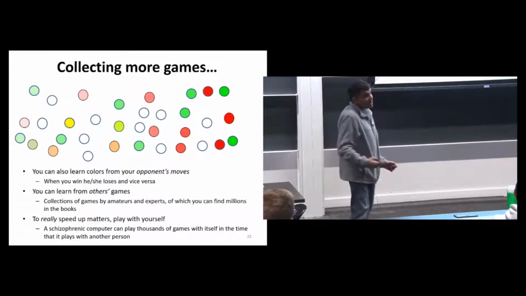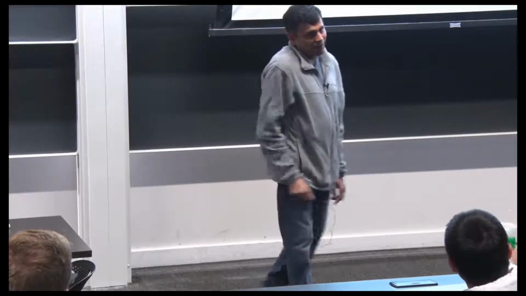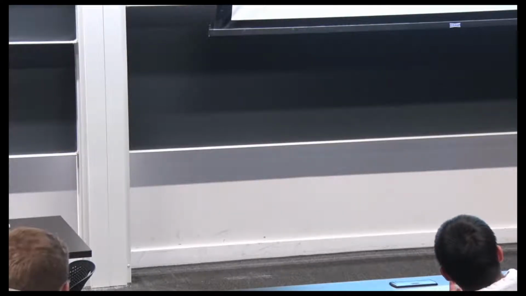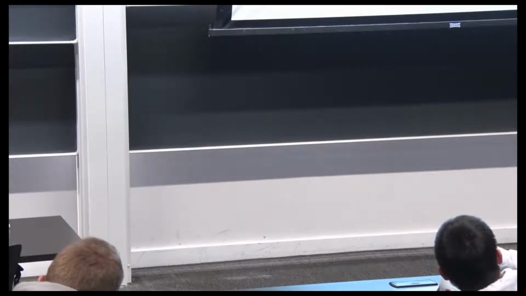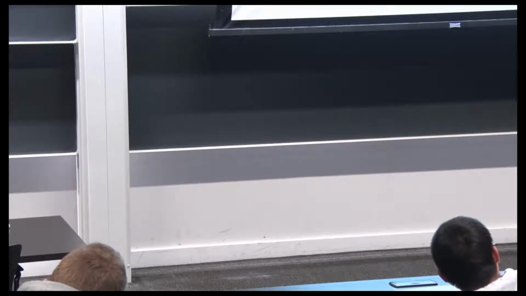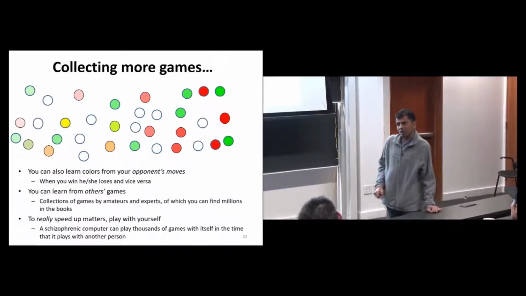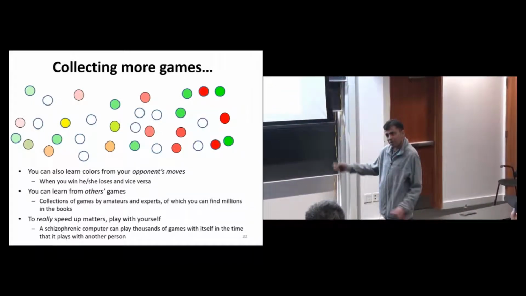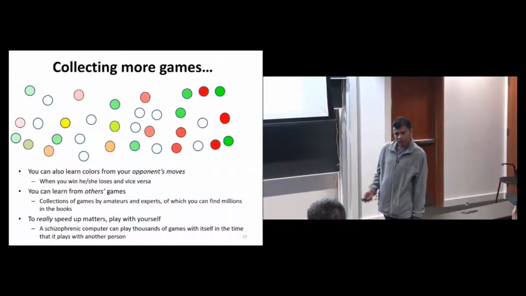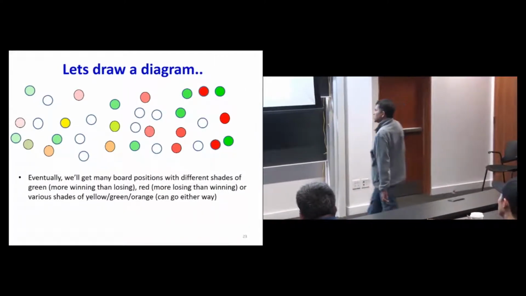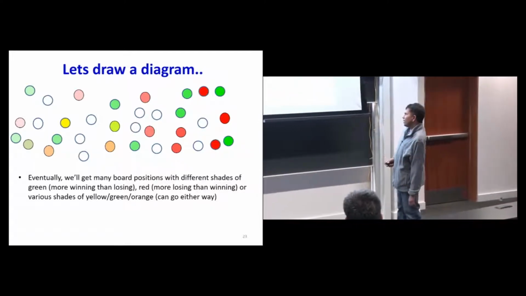But then to really, really, really speed up matters, you can play with yourself. Because there's only so much information you can get from books and such like. There's only so much that you can actually speed things up. But a schizophrenic computer can play thousands of games with itself in the same time that it takes for a human being to play a single game. So it can keep continuously playing with itself. And eventually, you're going to get many board positions with different shades of green and red and yellow.